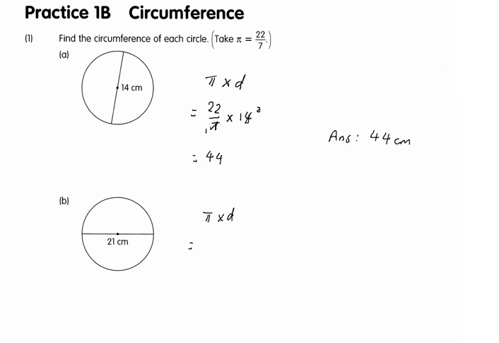Next, again, we write down a formula pi times D and we change it to 22 over 7 multiplied by 21. Okay, again, fraction reduction 1 and 3, I get 66. So answer: 66 cm. Anyone has any questions so far? Okay, I'm going to move on.